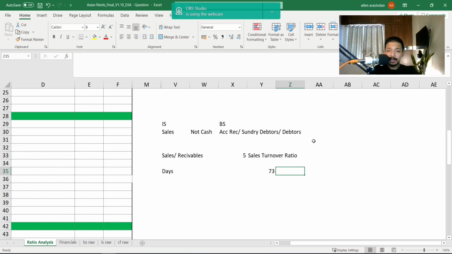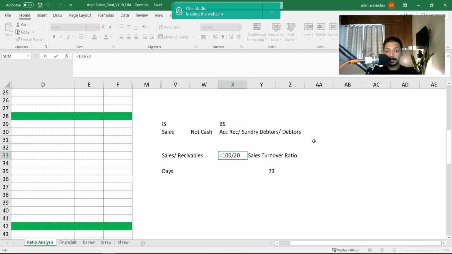Which means it's not bad. 73 days means about 3 odd months, 2.5 to 3 months, and that means the working capital issue will not come. They will get the money. Otherwise, if the receivables is too long, for example, if receivables were, let's say, 70 here instead of 20, look what happens: your number of days of collection increases like crazy.